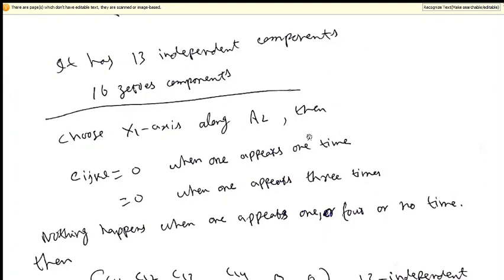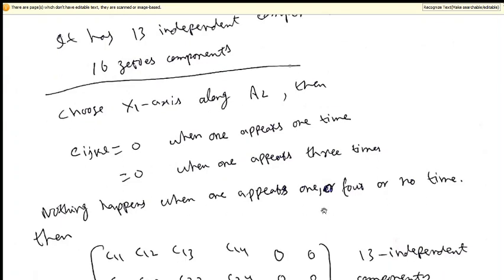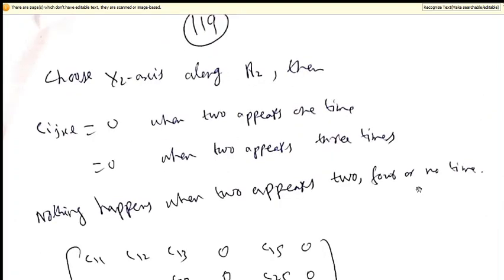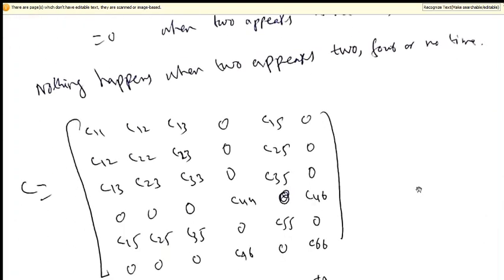As we have seen above, when we have x3, when 3 appears 1 time or when 3 appears 3 times, case 1 and case 3, components will be 0. Here as x1, we will write when 1 appears 1 time and when 1 appears 3 times, components will be 0. Nothing happens for the other cases, when 1 appears 2, 4 or no times, there will be no effect.